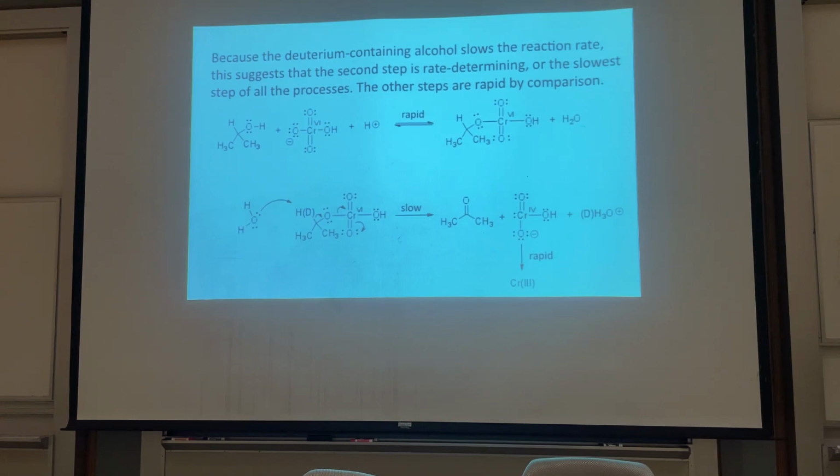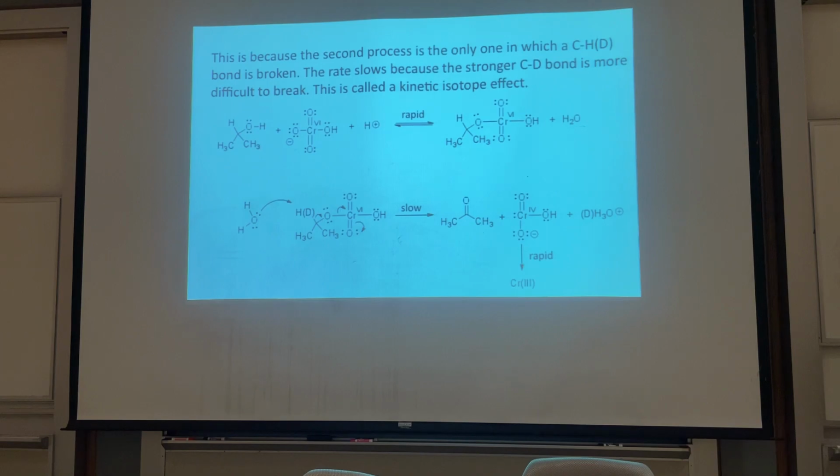Because the deuterium-containing alcohol slows the reaction rate, this suggests that the second step is rate determining, or the slowest step of all the processes. The other steps are rapid by comparison. This is because the second process is the only one in which a C to H bond is broken. The rate slows because the stronger C to D bond is more difficult to break. This is called a kinetic isotope effect.